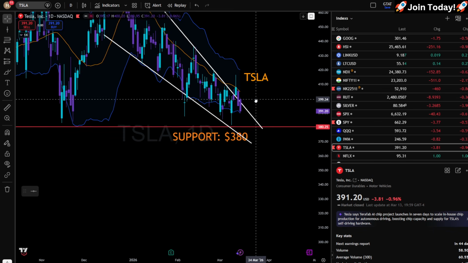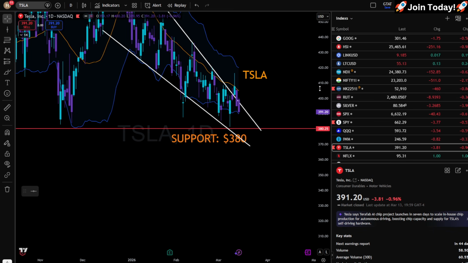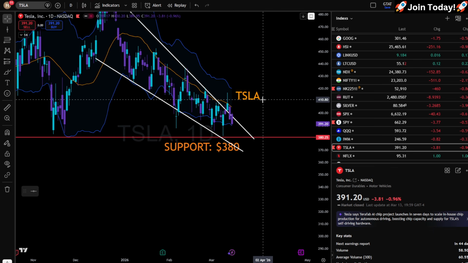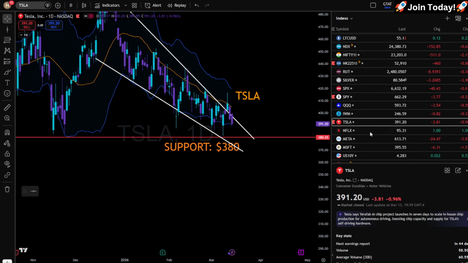Tesla looks a bit more bullish than Apple, in my opinion. So keep that in mind. The setup is there, the pattern is there. Definitely looks a bit more bullish.